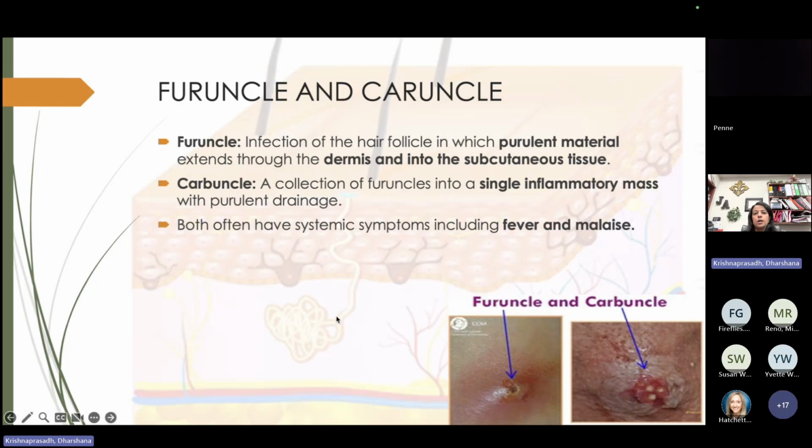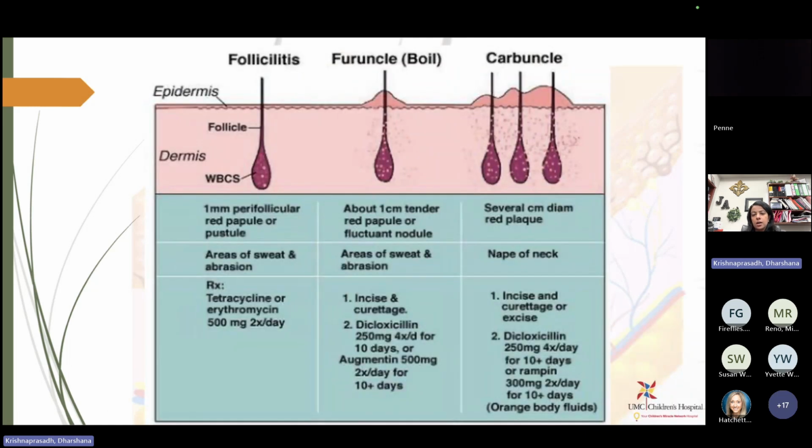Moving on to a little more complicated ones. Furuncle and a carbuncle, they're more infection of the hair follicle, but they do extend beyond the dermis into the subcutaneous tissue. And carbuncle is more of an inflammation process as well with purulent drainage. Both of these have more systemic symptoms. They can have fever and malaise in the population. So this is going over all of them together.